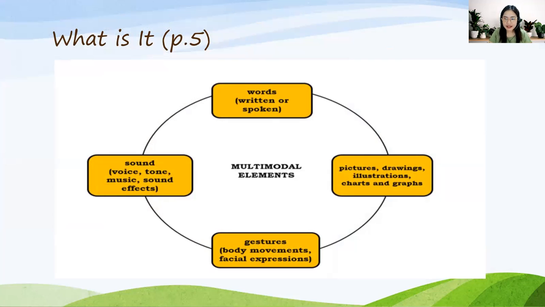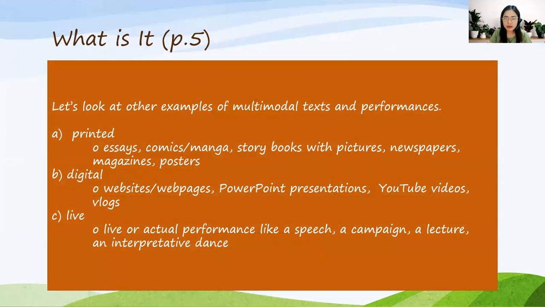Let's look at other examples of multimodal text and performances. These are other examples. Letter A, printed. Ito yung mga nahahawakan nyo na print. For example, essays in a bond paper, comics or manga. These are multimodal texts. Storybooks with pictures. Newspapers. Bakit kasama yung newspapers? Kasi newspapers have pictures in it. Specifically, kung may mga incidents na nangyari. Magazines. Magazines also have pictures in it. Posters, lalo na.